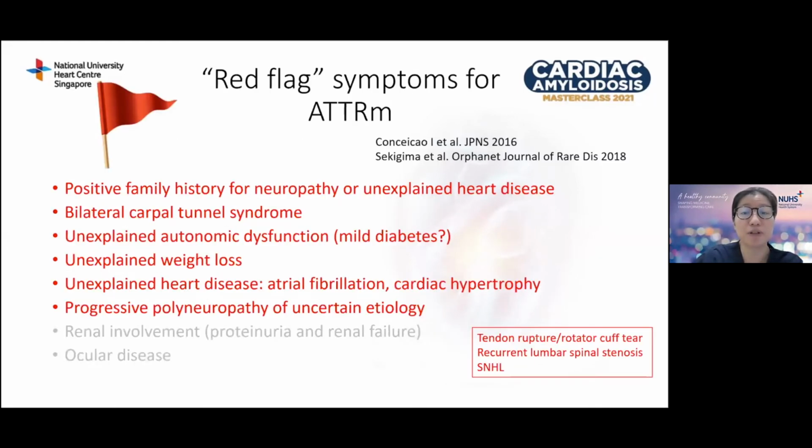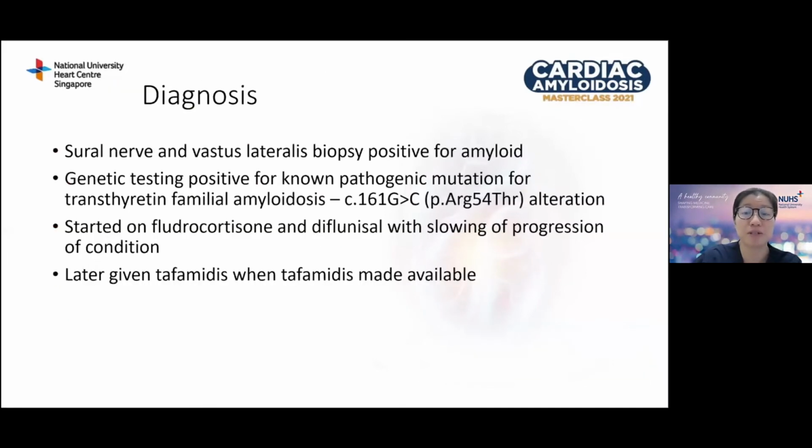So he did fulfill all the red flags: positive family history, association of progressive polyneuropathy with two of the other triad of carpal tunnel and autonomic dysfunction, and association with many constitutional signs and symptoms, including heart problems, tendon rupture or rotator cuff tear, recurrent lumbar spinal stenosis, and sensory neural hearing loss, which is probably from amyloid deposition.